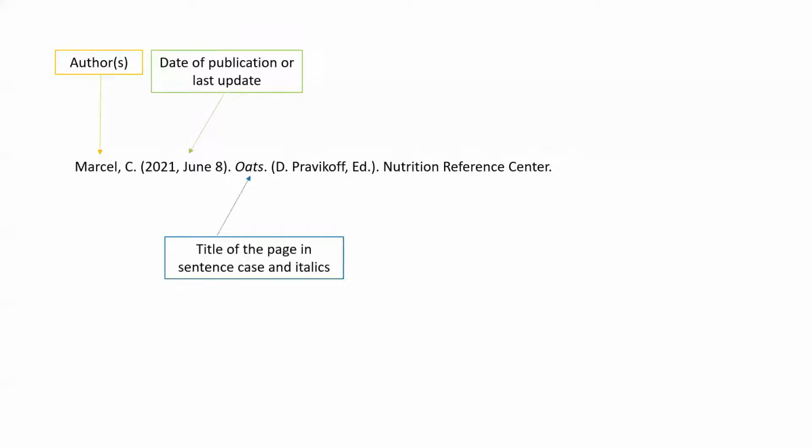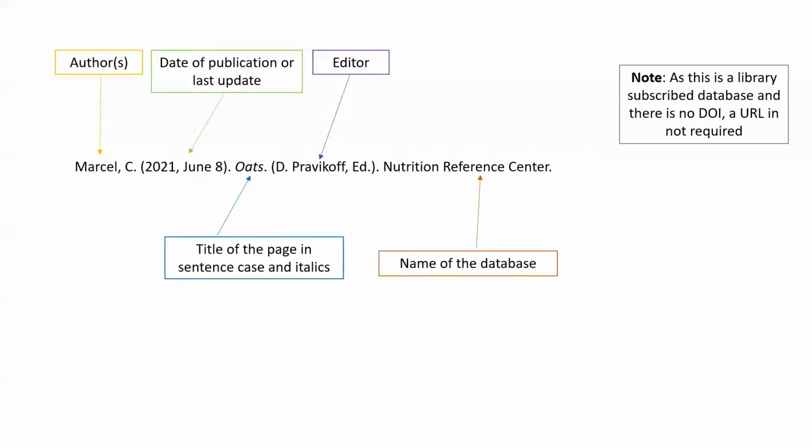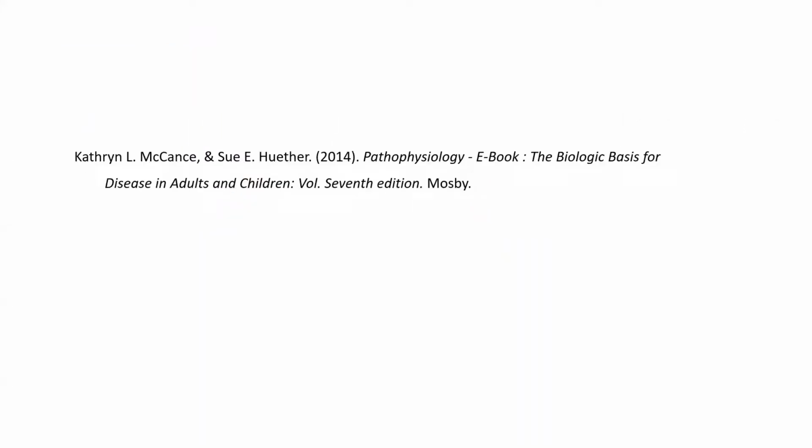Taking a final look at that library database reference, we have included the author with the correct formatting. The date of publication has been formatted correctly and included in brackets. The title of the page is in sentence case and italics. The editor name has been added correctly with editor abbreviated, all in brackets. And finally, the name of the database has been included to finish the reference. As this is a library subscribed database and there is no DOI associated with this content, a URL is not required.